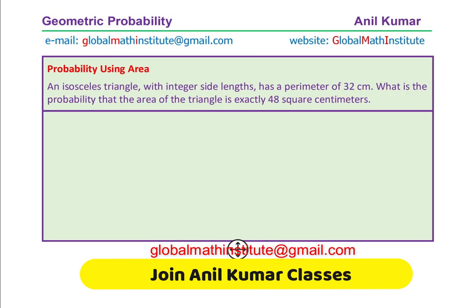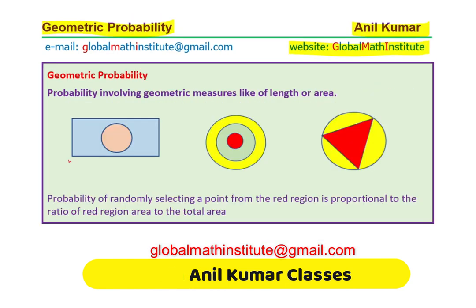Here is the last question, very interesting, which says: an isosceles triangle with integer side lengths has a perimeter of 32 centimeters. What is the probability that the area of the triangle is exactly 48 square centimeters? That's a general question here. With that, we end the set of questions for you. I'll provide their solutions in separate videos, which will be included in this playlist. For the time being, look into these questions, answer them, and post your solutions.